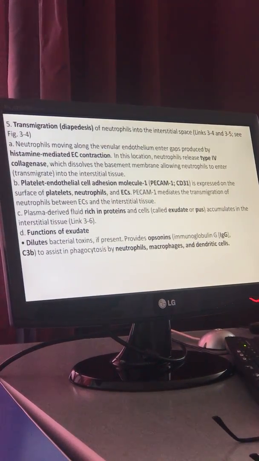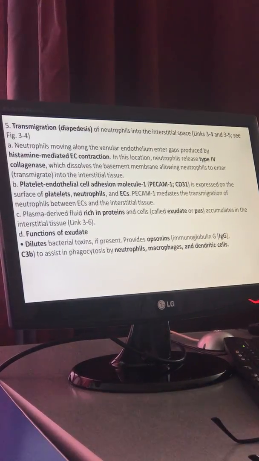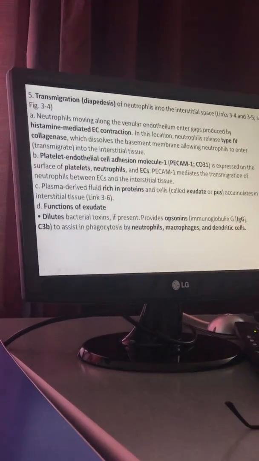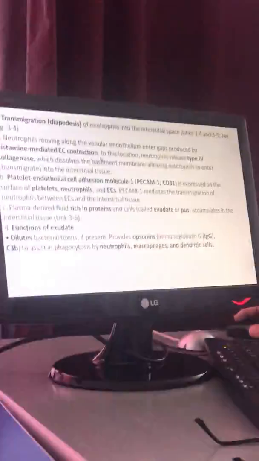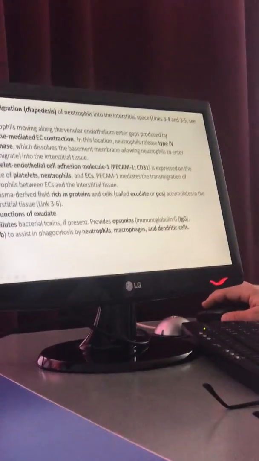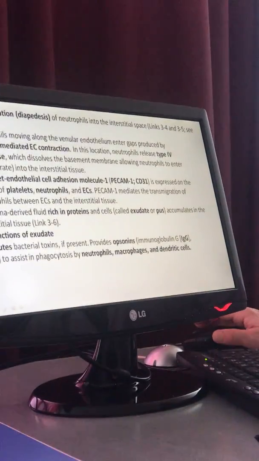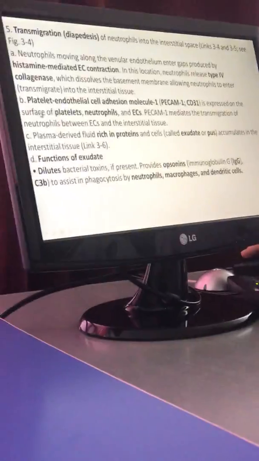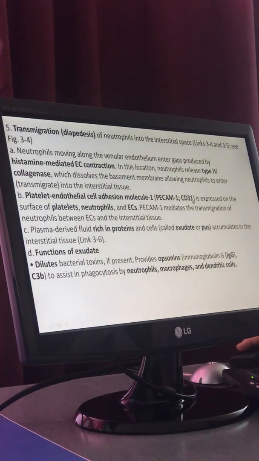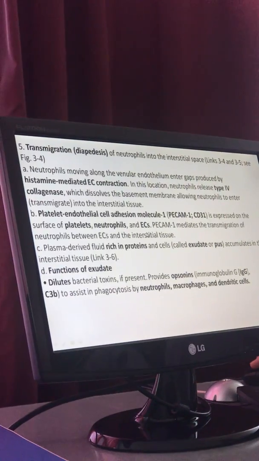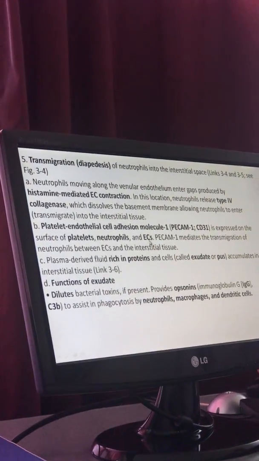This slide shows other steps of cellular events, transmigration or diapedesis. The endothelial cell contraction due to histamine is important. Then the release of collagenase, which dissolves the basement membrane. Then the presence of PECAM. The other name of PECAM is CD31, which is present on platelets, neutrophils, and endothelial cells. This is important for diapedesis.